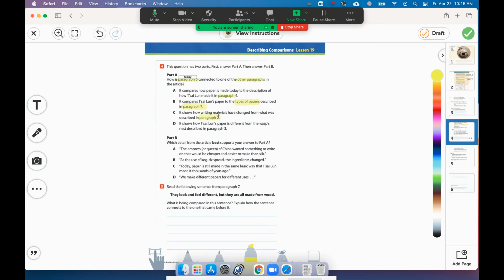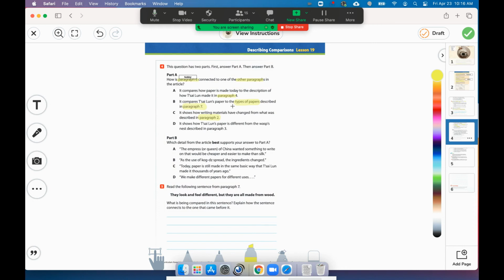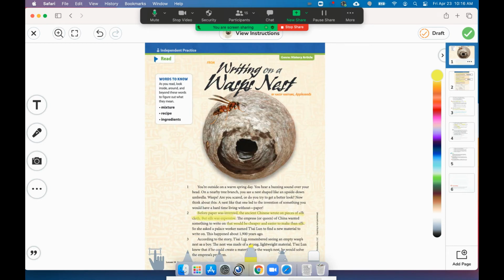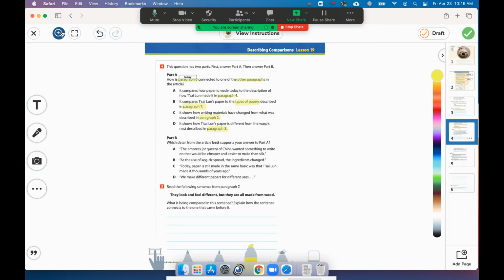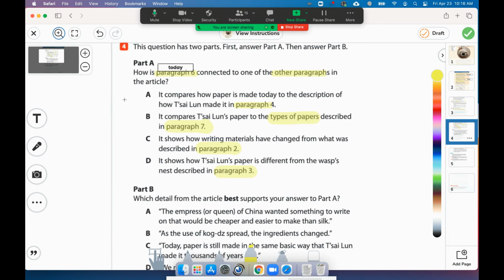Does it show writing materials from paragraph 2? Paragraph 2 talks about how they used silk. Is it connected to how they used to use silk? D says how it's different from the wasp's nest in paragraph 3. In paragraph 3, he remembers the strong, lightweight material from the nest. Is that what it's talking about in paragraph 6 when it talks about today's paper, how it's made today? Circle the best answer. This one's kind of hard. Just do your very best.